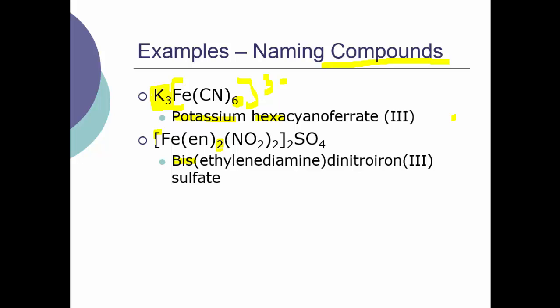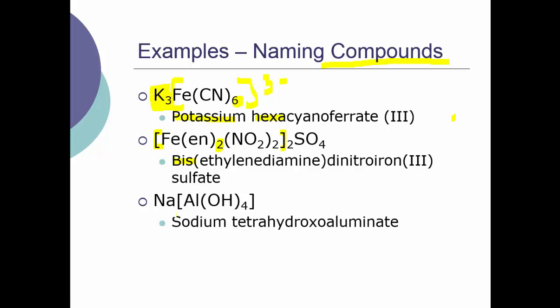Again, you'll notice that the complex ion, if you need more than 1, is going to be in brackets. Now, the complex ion had an overall charge of a 1 minus, so that's why there's 2 of them paired up with the sulfate, just like we do with regular ionic compounds. And then for this one here, you've got sodium, you've got tetrahydroxo, and then aluminate. Now, the reason that this ends up with the ate ending is that the overall charge of this complex ion is going to be 1 minus.